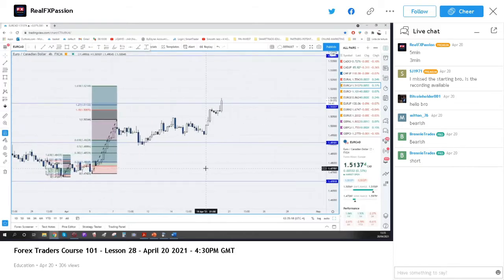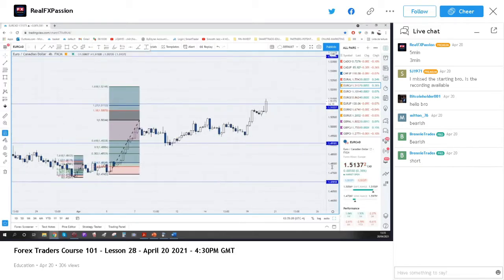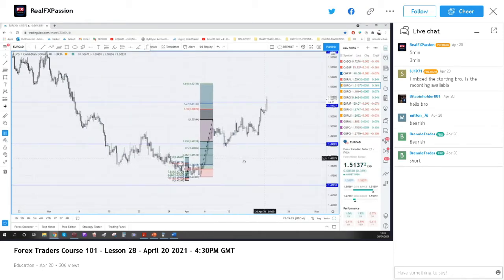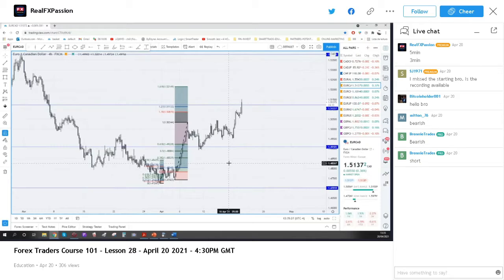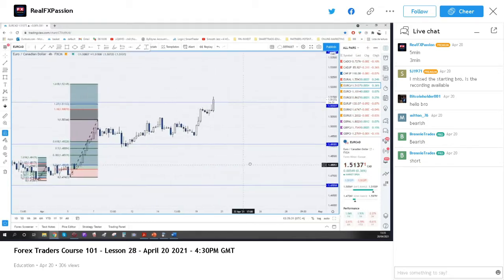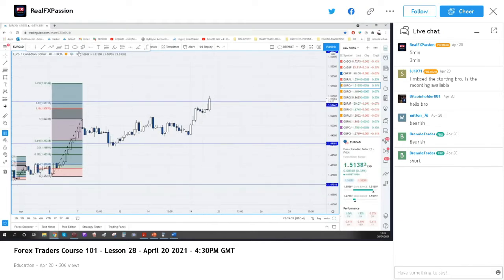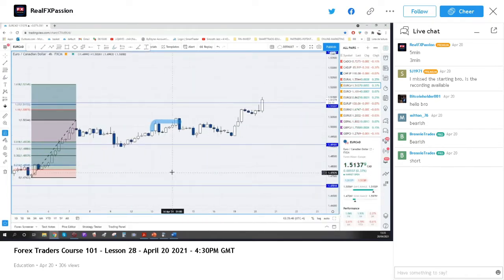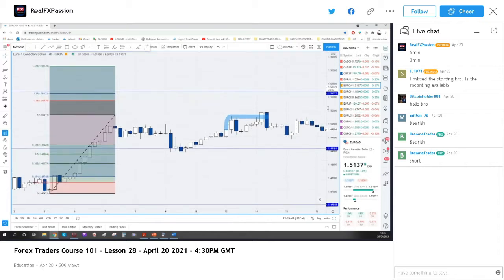So what would be the example? Maybe here, it's just an example. The market's moving up, it's making higher highs, higher lows, right? And let's say I would enter at this breakout, just an example. This is what I'm looking at, right?